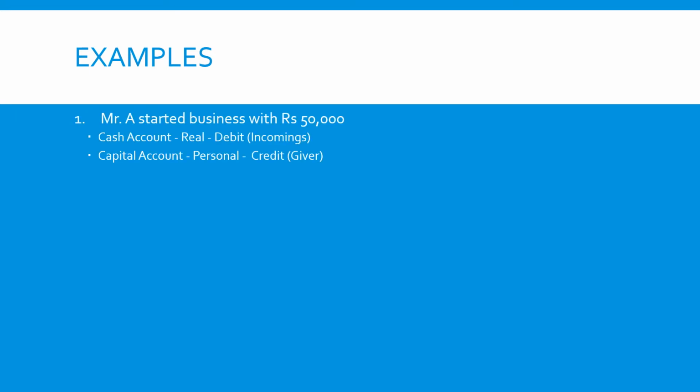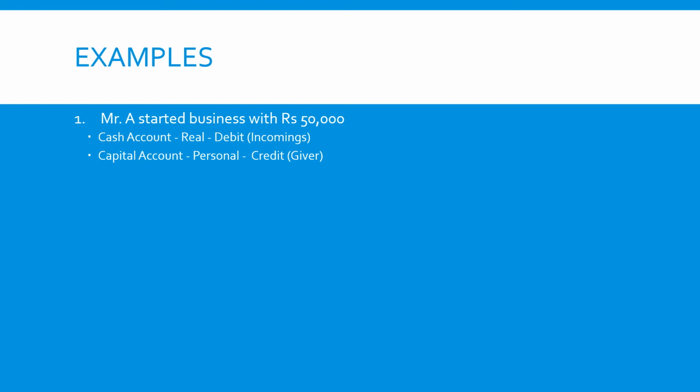Now just to be very clear on this, how do we classify accounts and put them under these rules? I have tried putting down some examples. The first one is Mr. A started business with rupees 50,000. What are the accounts involved here? I see that we have cash involved. Cash is a real account, which you can see and feel, and the rule for a real account is debit what comes in.